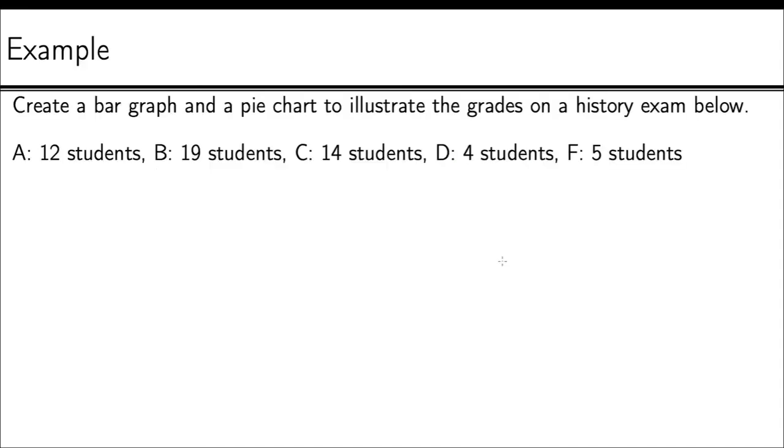So let's try and create a pie graph or pie chart from a textbook example. We're going to create a bar graph and a pie chart to illustrate the grades on a history exam that are shown below here. So we've got our categories, which are A, B, C, D, and F, and then the frequencies for each of those. It doesn't say to create a frequency table, but I'm going to do that as well.